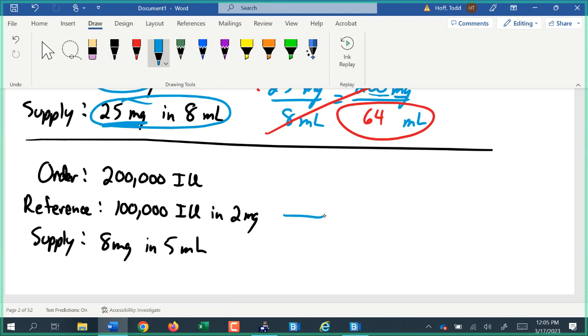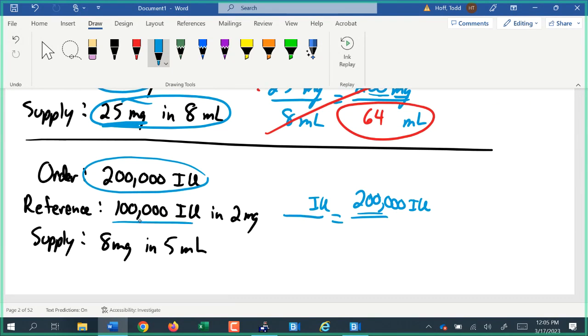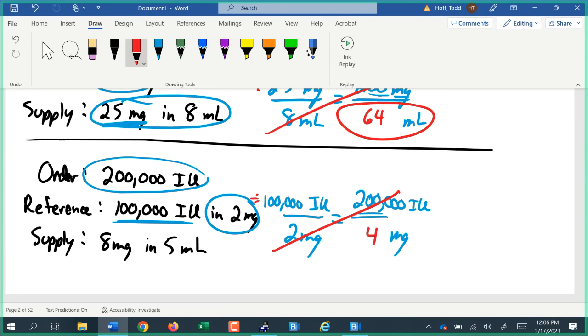So again, we could set up our proportion. Doctor's orders go here. That's the 200,000 international units. Well, international units has to go over here as well. The only other thing labeled international units is the 100,000. And that is found in 2 milligrams. So what we're going to get over here is going to be milligrams. We'll cross, multiply, and divide. So 2 times 200,000 divided by 100,000 is 4 milligrams.